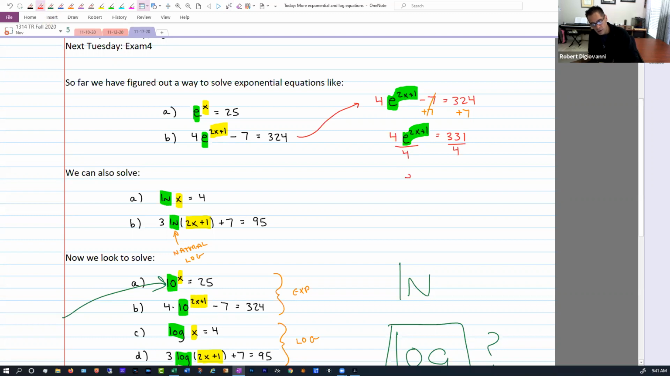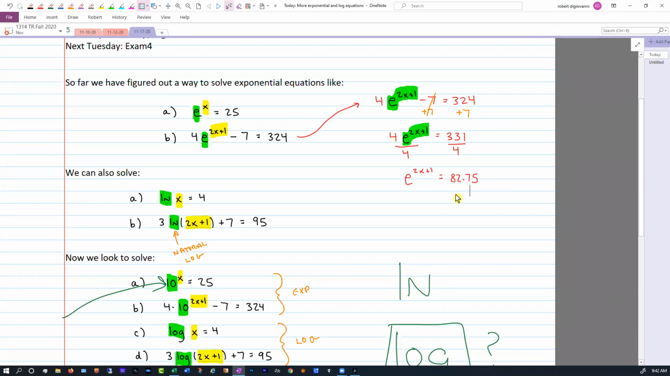And so now I'm going to go on my calculator and figure out what 331 divided by 4 is. I get 82.75. Okay, does someone want to tell me what the very important next step is? You put the ln? Mhm.